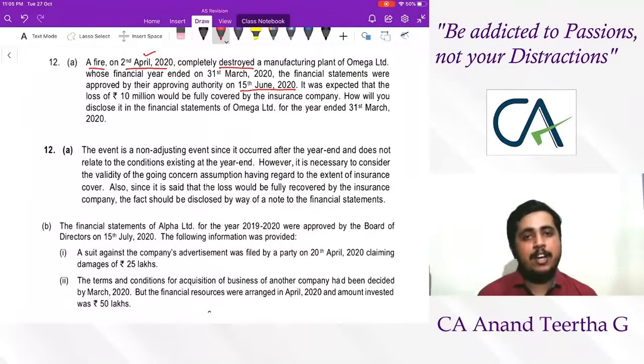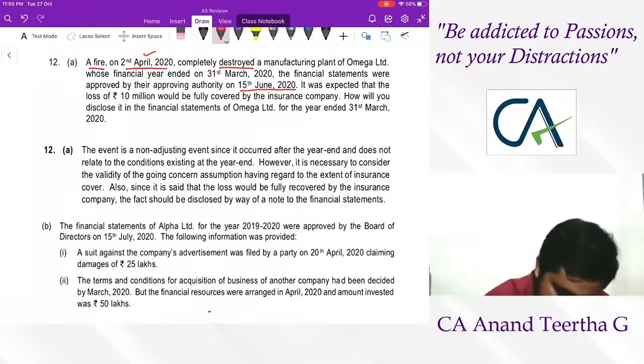And afterwards, if it's a non-adjusting event, three situations. One, going concern assumption going wrong, it will become an adjusting event. Two, if it's significant, then director's report. Three, no going concern issue, non-significant, sit quiet, don't do anything about it. Okay, now what will you bring over here?